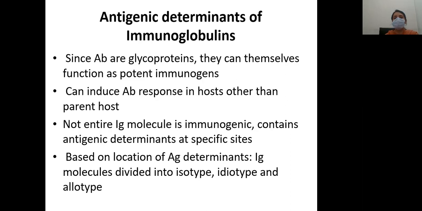Next is antigenic determinants of immunoglobulins. Since antibodies are glycoproteins, they can themselves function as potent immunogens, and they can also induce an antibody response in hosts other than the parent host. Not the entire immunoglobulin molecule is immunogenic; they contain antigenic determinants at specific sites. Based on the location of antigenic determinants, the immunoglobulin molecule is divided into isotopes, idiotopes, and allotopes.